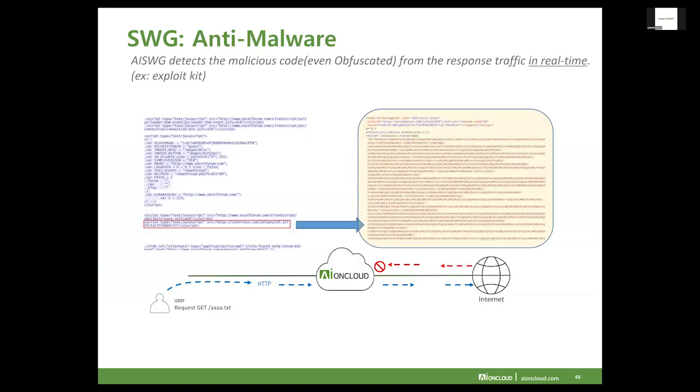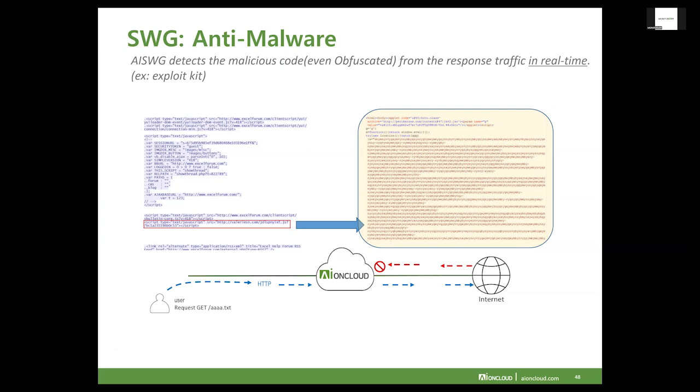The next essential feature of the SWG is the anti-malware function. This is similar to antivirus, but the SWG works at the network-based proxy level. First, for the known malware sites, including phishing and spam sites, those will already have been blocked through the URL filter function of the SWG.